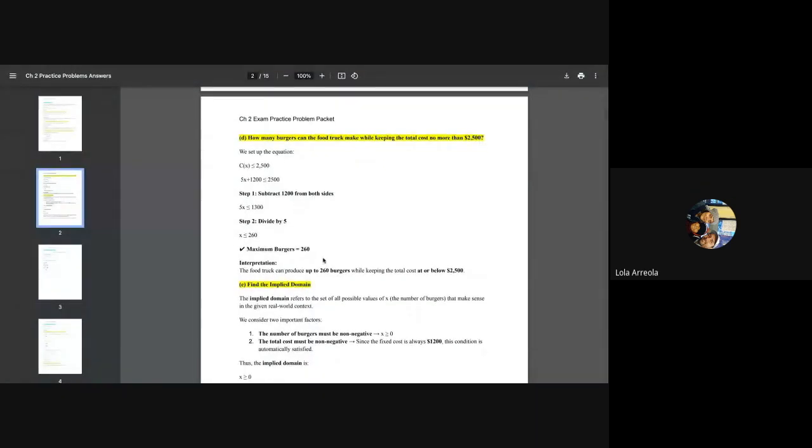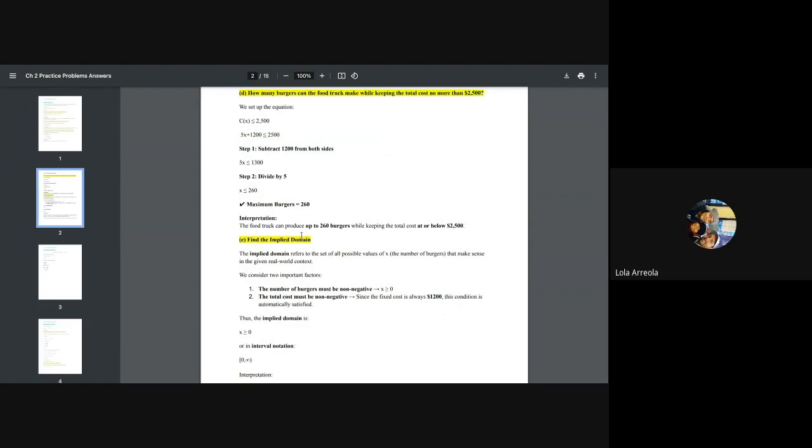So the max amount of burgers I could sell, to answer the question, how many burgers can the food truck make while keeping the total cost no more than 2,500? 260 burgers. Because once I make 260 burgers, I'm right at 2,500. So I can't make any more burgers. I can make fewer burgers, but not more than 260.